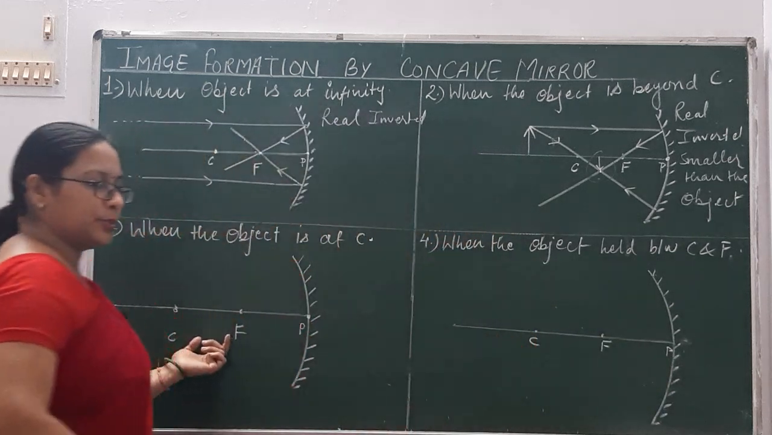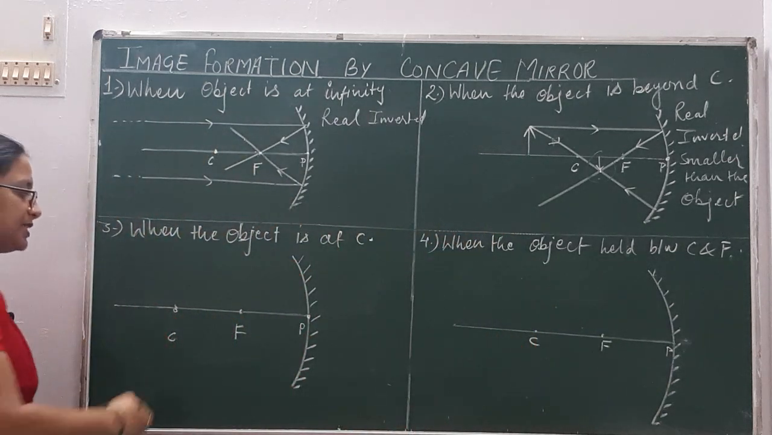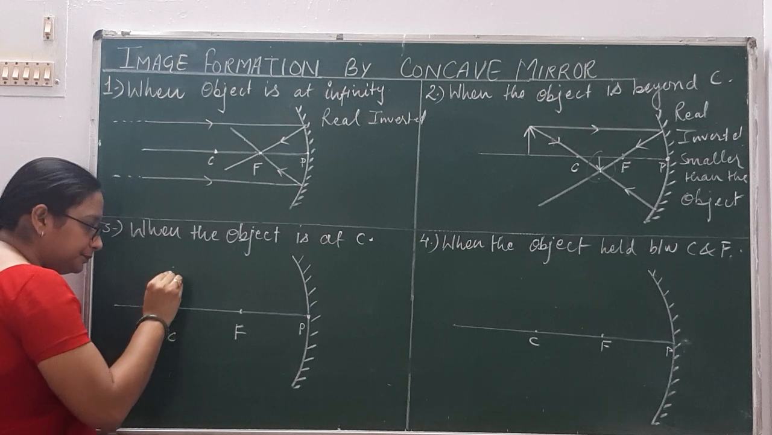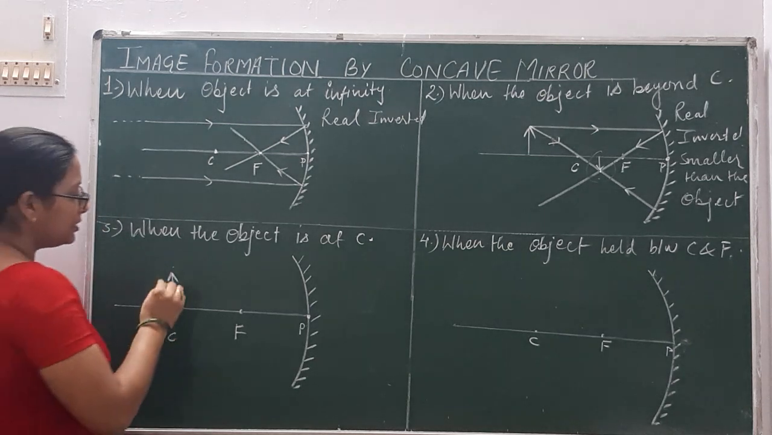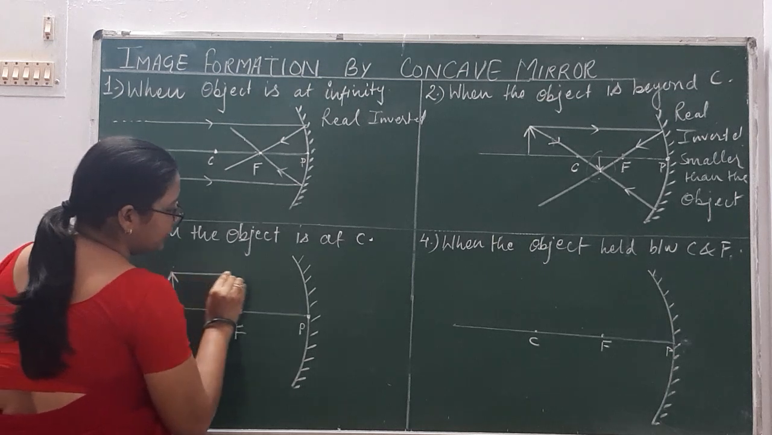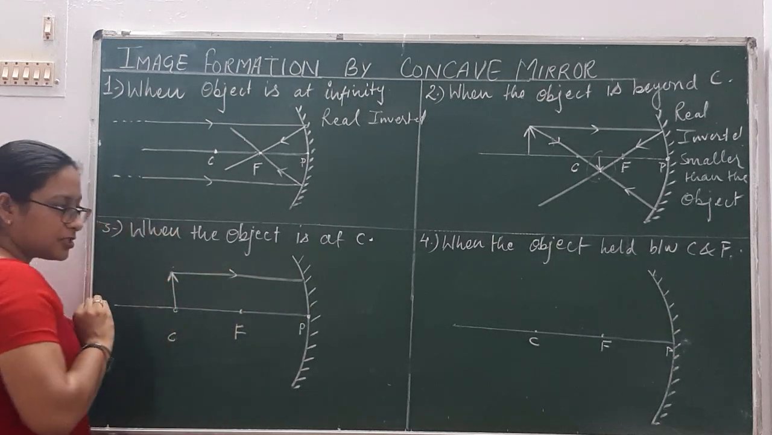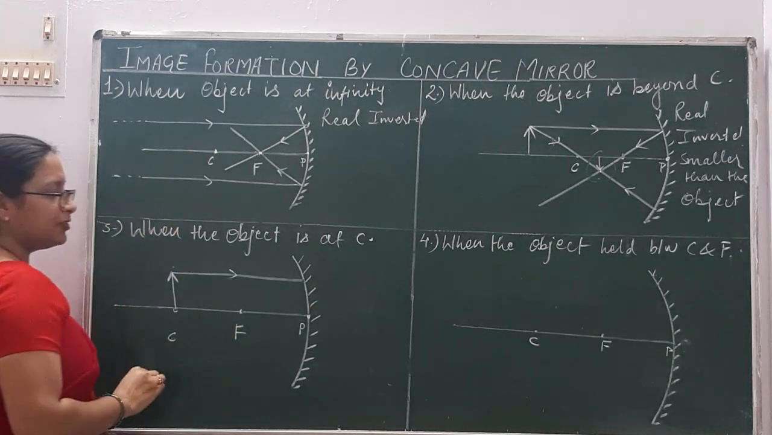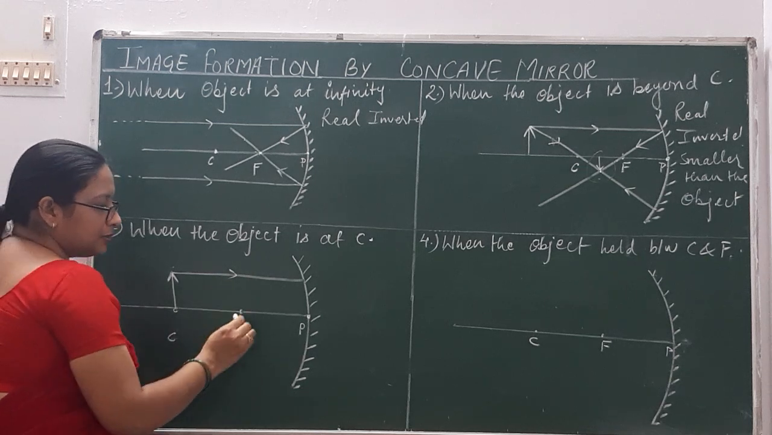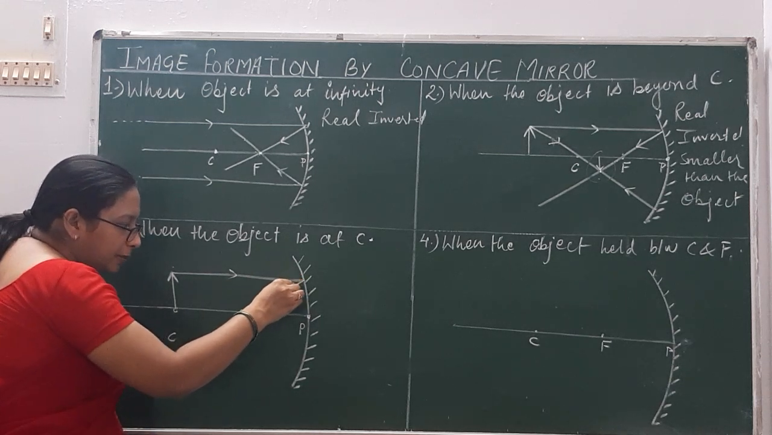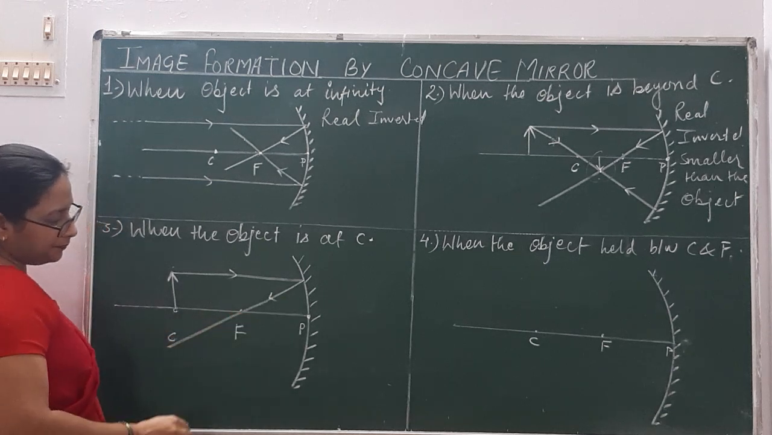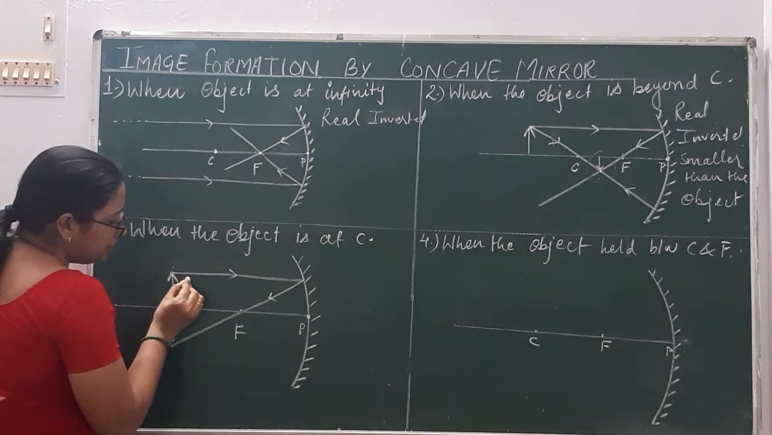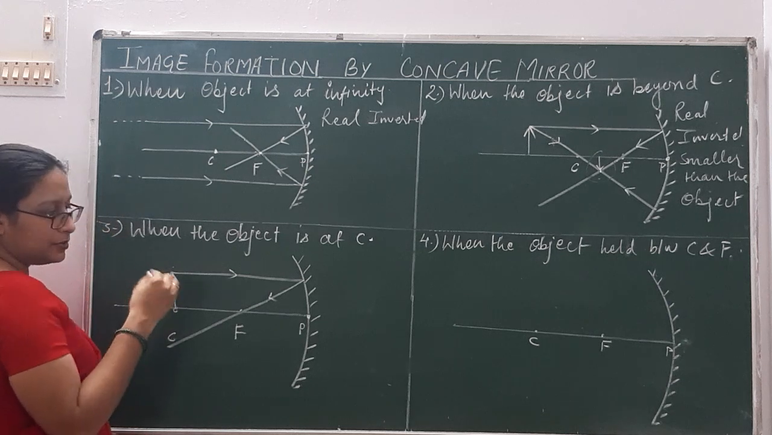Now in the third situation, when the object is at C, this case is very important. When the object is at C, first again we'll use first rule. We'll draw a line which is parallel to the principal axis, and after reflection it will pass through focus. Okay children, now again we'll use second rule.